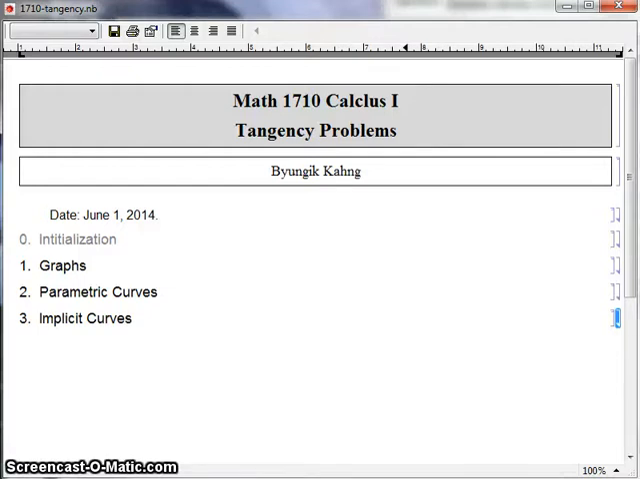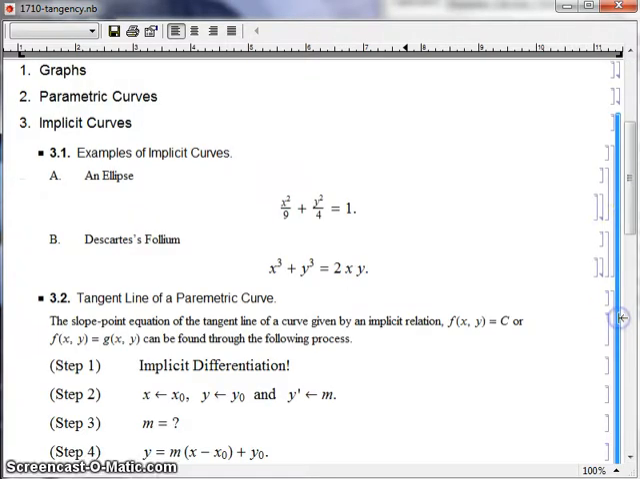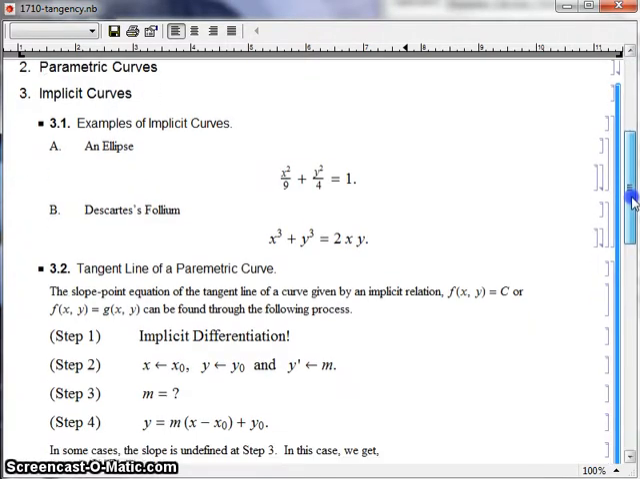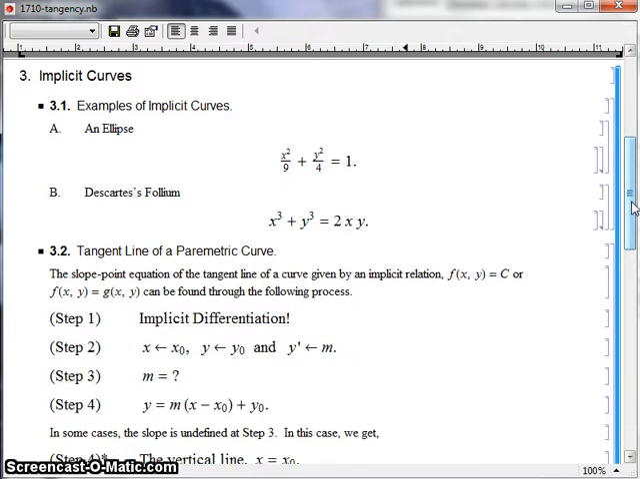The third and final part of the lesson on tangency problems will deal with implicit curves. Now, what is an implicit curve? It's a curve given by an implicit equation between x and y. Oh, wait a minute, did I say a curve? It can be a curve, but in some cases it can have more than one piece. You may very well end up with a group of curves.